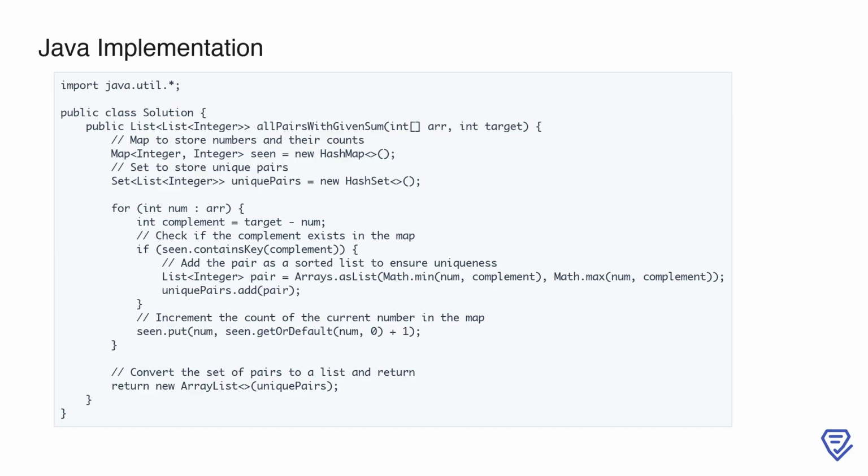This is the Java implementation for LeetCode problem number 1951, all the pairs with a given sum. The logic mirrors the Python implementation, using a hash map to track numbers and a hash set to store the unique pairs. Key differences include Java-specific collections like HashMap and HashSet, explicit type declarations, and converting the pairs to sorted lists for uniqueness. The method efficiently finds all unique pairs that sum to the target.